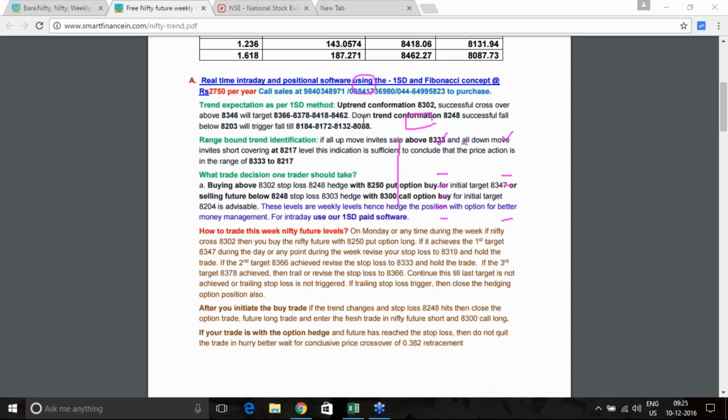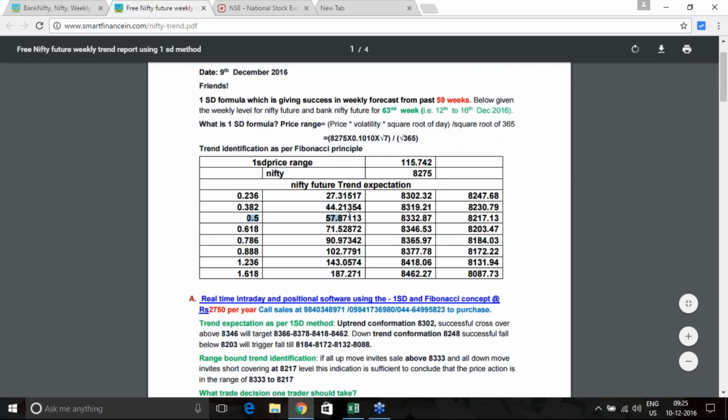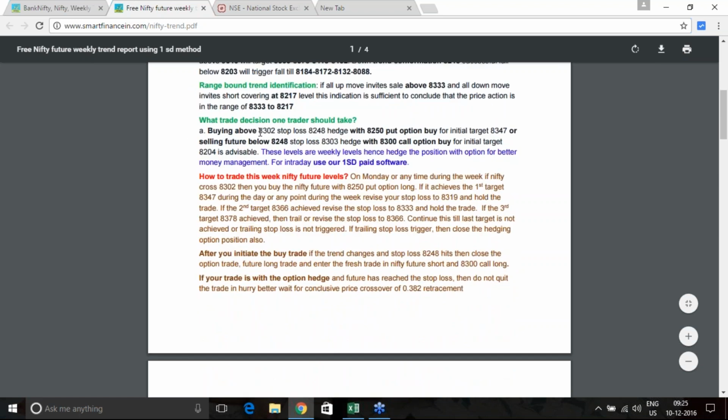Here I have given the same thing in the form of trend confirmation, where it happens, and above that, the first target and what targets you can expect. Range bound: whenever the price oscillates between the 0.5 retracement levels, meaning 8333 to 8217 level, that is a range bound market.